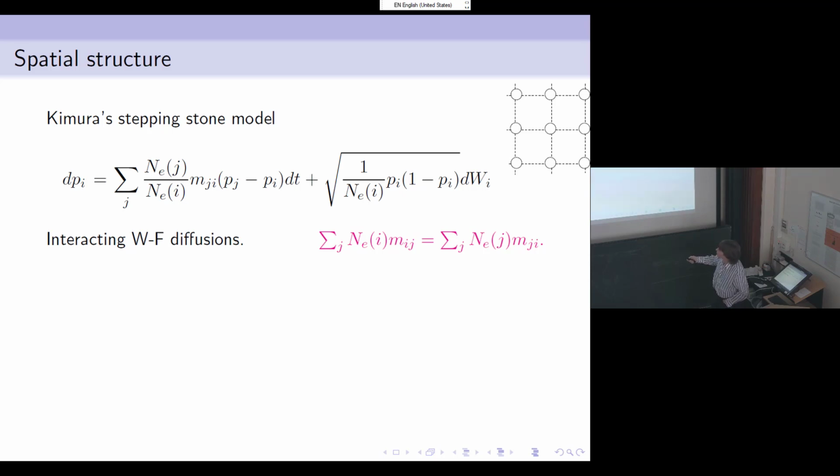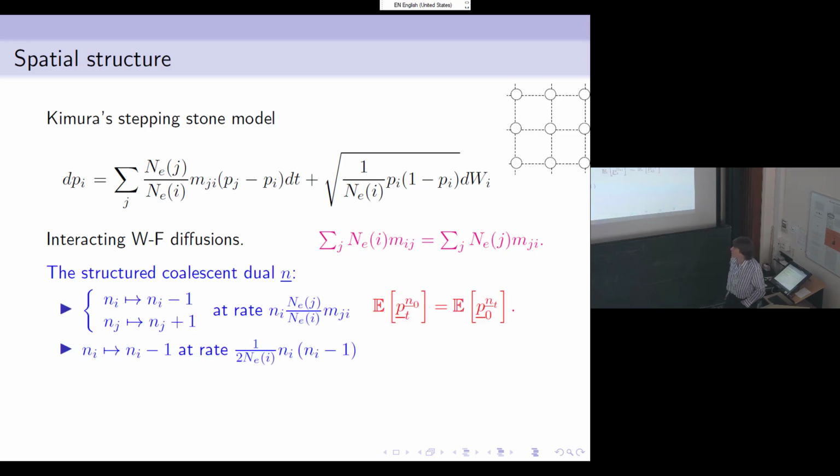And then there's some migration that goes on between the demes, and the way that we constructed that was we said a certain proportion of individuals in deme i would migrate to deme j in each generation. So the probability that an individual currently in deme i migrates to deme j was m_ij. This one's m_ji. Okay, let's write it down here. And this m_ij is small, so the effective population size times m_ij is assumed to be of order 1. So I have a system of interacting Wright-Fisher diffusions.